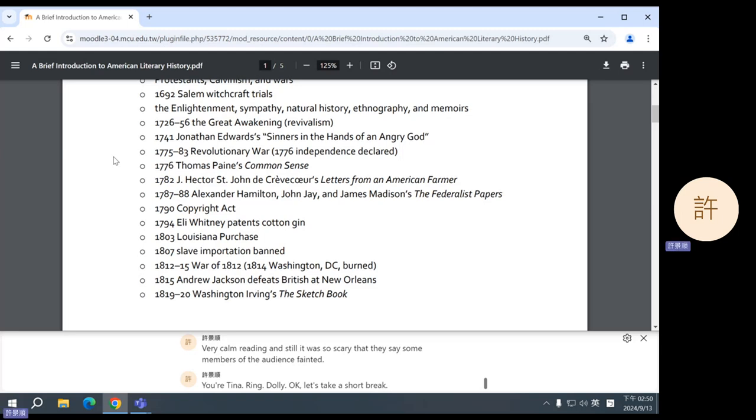From 1775 to 1783 was the American Revolutionary War. Yes, the war began before the U.S. declared independence in 1776.